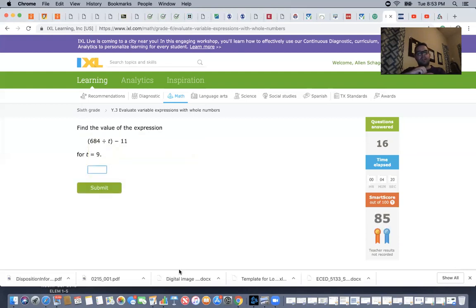9 into 684. 9 goes into 68 7 times. You're left with 5. 9 goes into 54 6 times, so that's 76. 76 minus 11 will give you 65.